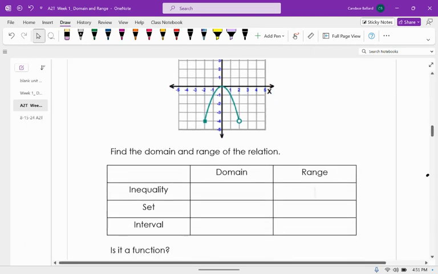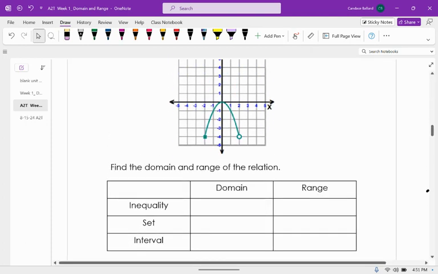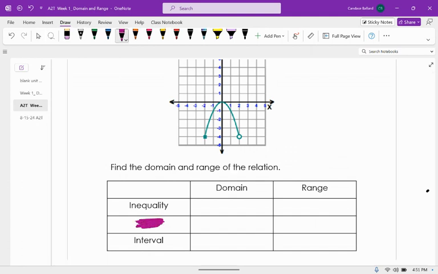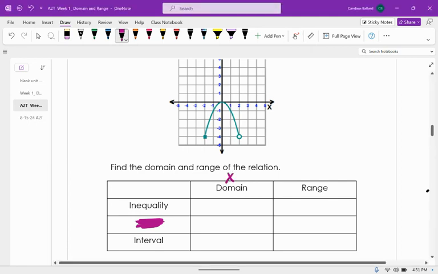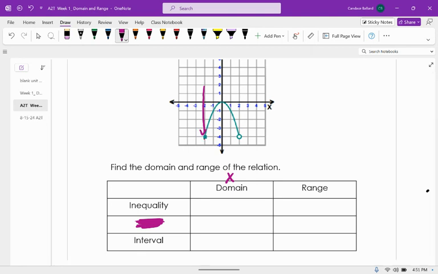All right, so we're going to try this. It wants us to find the domain and the range. We're not going to do the set notation. We're only going to do interval and inequality. Okay, so domain is the x value. So I'm starting to the left, and I'm going to look for the numbers first. I notice that my first number is -2. So I'm going to write that down for both of these.